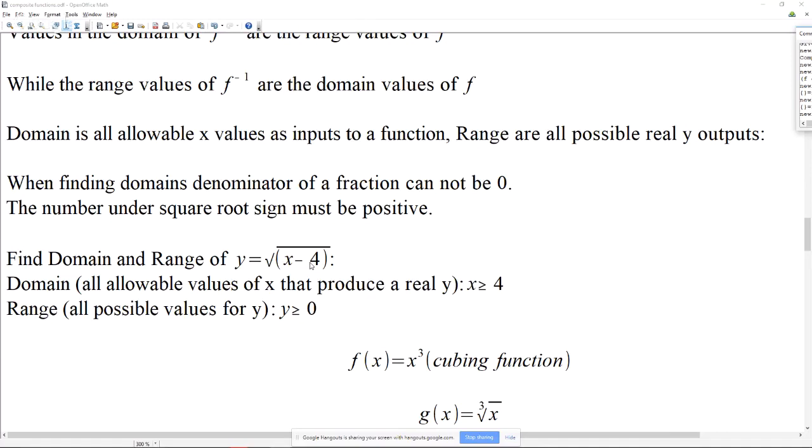If I put a value less than 4 in there, let's say I put 0 in there, x equals 0. Well, let's see. 0 minus 4. So what's the square root of negative 4?